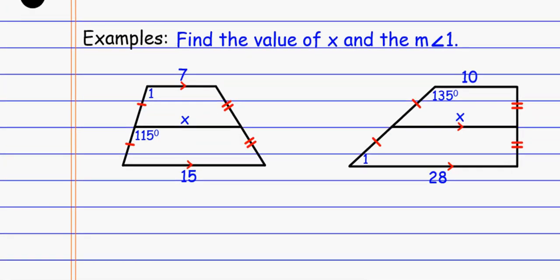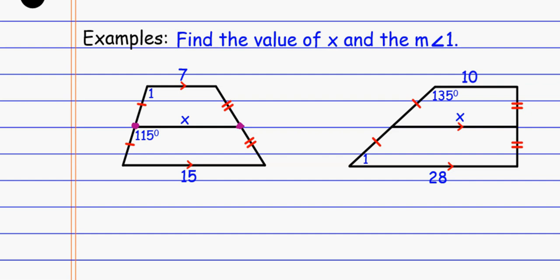For example, it says find the value of x and the measure of angle 1. As I look at this, first of all, if I want to find x, since this is a midsegment, and I know that because it's showing me that these pieces are congruent and these pieces are congruent, so I know these are the midpoints. So this is a midsegment, which means that middle piece has got to be the average of the two bases.